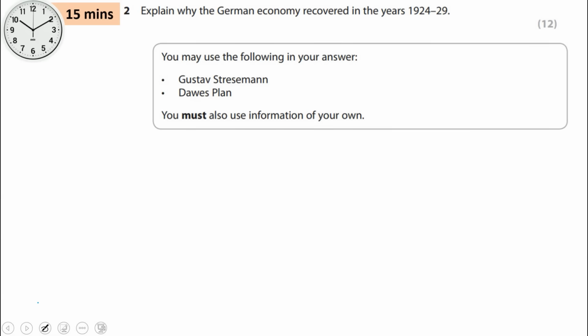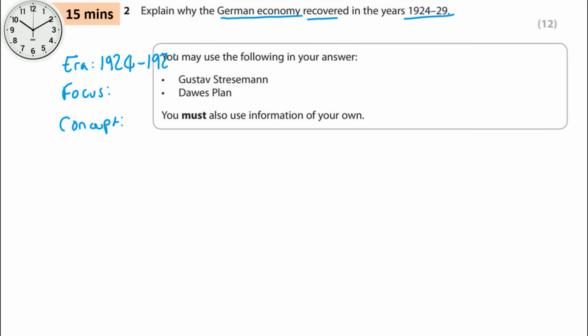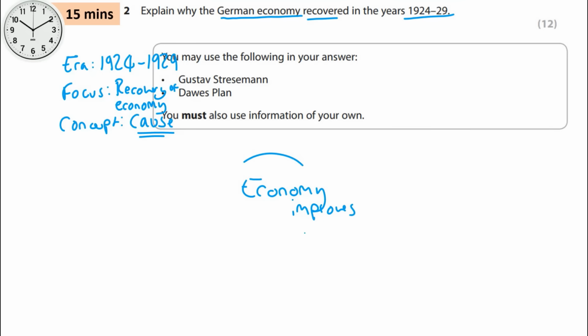Having done the 4 marker, you move on to an explain why question. You should have practiced lots of explain whys. They come up in most papers. With any essay-based question, I always start off by identifying the era, the focus, and the concept, making sure I know the time frame and what exactly it is I'm being asked to do. So with the question here, it's asking us about the German economic recovery in the years 1924 to 1929. I've written that down under era, focus, concept.